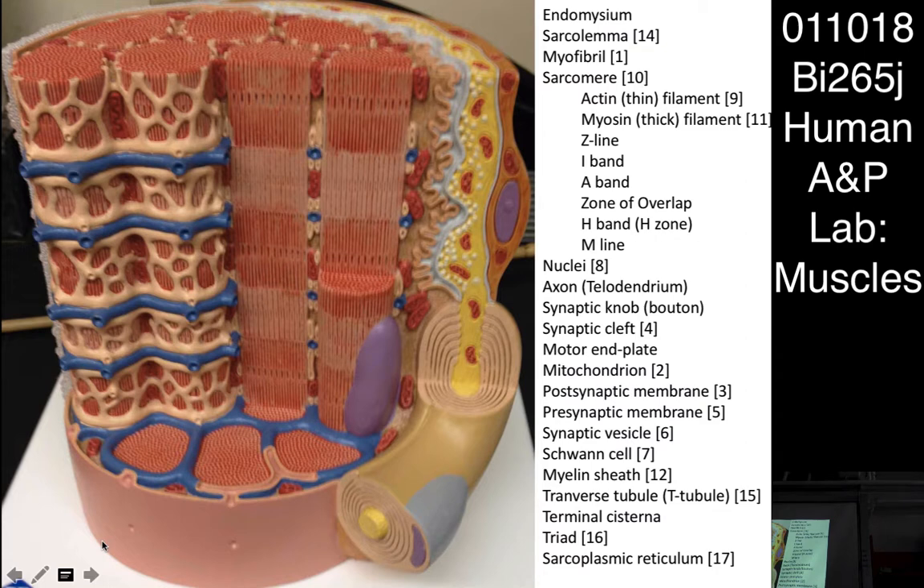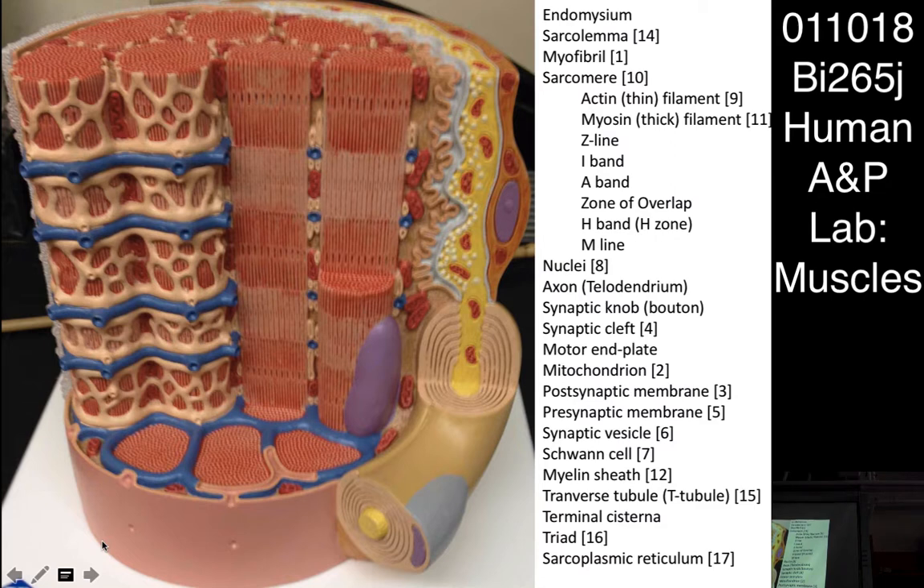So on the surface of the sarcolemma, you'll notice in this image these little invaginations, these pockets that go in from the membrane. They communicate with these painted blue tubes, which are called transverse tubules. These are tubules that run transversely across a transverse section of the muscle fiber.